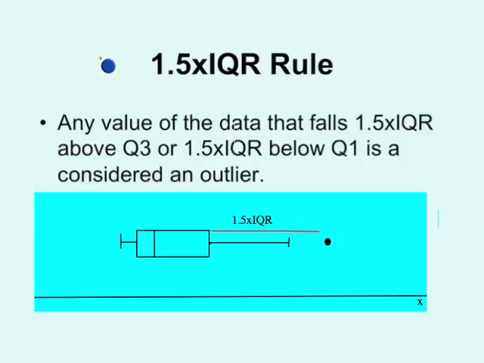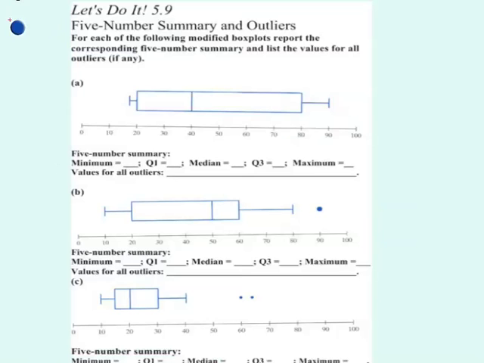Okay, so let's take that information and see how we can use it when applying it to this LDI. This is LDI 5.9, 5-number summaries and outliers. It says for each of the following modified box plots, report the corresponding 5-number summary and the list of values for all or any outliers that exist. So let's go ahead and do that.